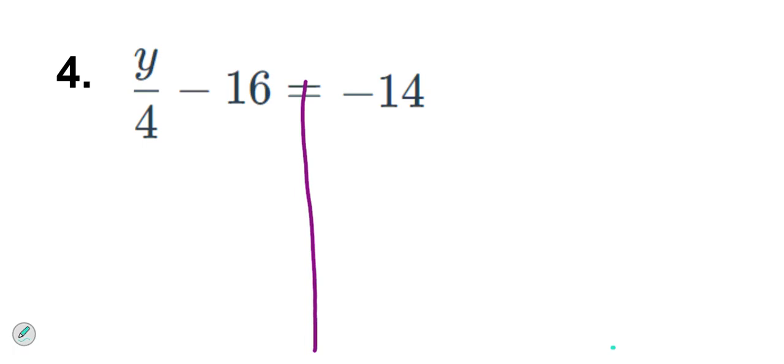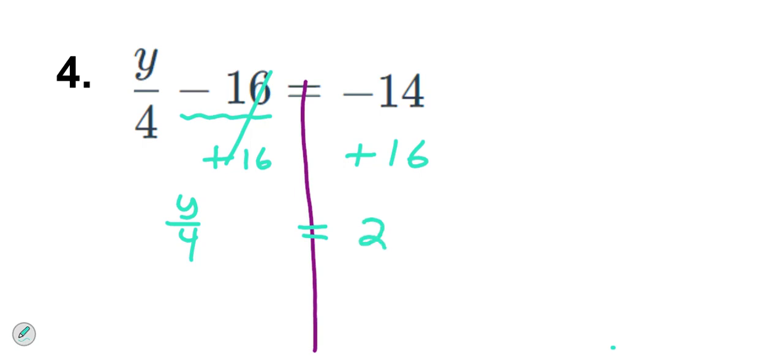So once again, we're going to ignore the hard part. We're going to do the easy part. We have a minus 16. We're going to add 16 to both sides. We're going to pull down the y over 4. This is gone, right? Negative 16 plus 16, gone. We're going to put the equal sign there. Negative 14 plus 16 is 2. Same thing here, right? Y divided by 4, this fraction sign is divided by 4. To get rid of it, we're going to multiply by 4. Whatever we do to one side, we have to do to the other side. The 4's go away, and we get y equals 8.